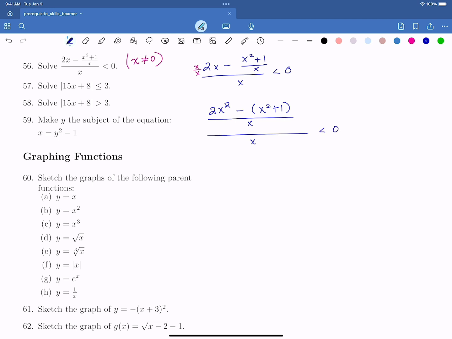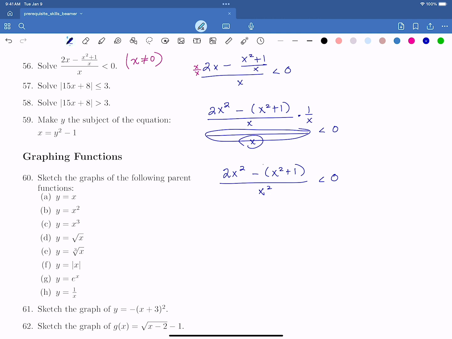All right, dividing by x. Right here I'm dividing by x. And dividing by x is the same as multiplying by 1 over x. So now the numerator, 2x squared minus (x squared plus 1), times the 1 over x, less than 0. Okay, then I'm going to distribute this negative. So 2x squared minus x squared minus 1, over x squared, less than 0. Combine like terms. This and this are like terms. Then I get x squared minus 1 over x squared, less than 0.